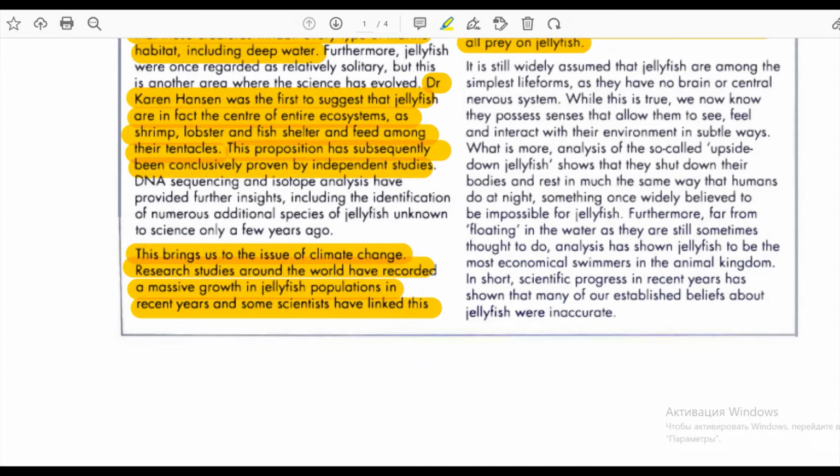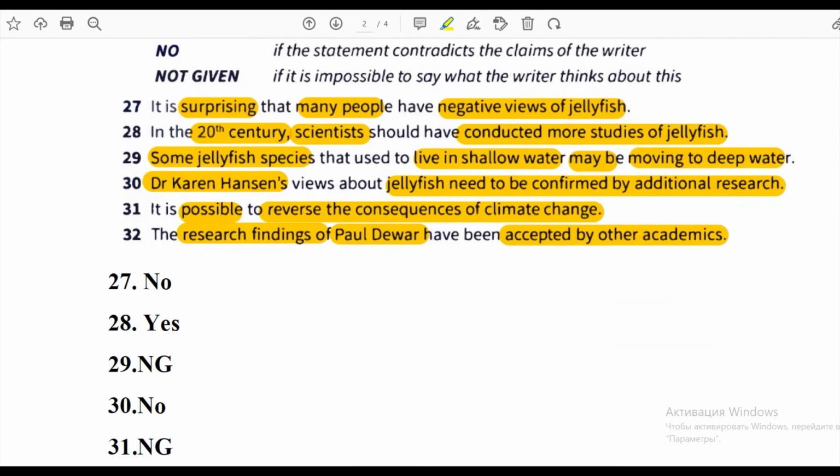So, this is not given. Why is that? Because the point the writer is making is that climate change may or may not be responsible for increasing jellyfish populations. More research is necessary to find out. The writer makes also no comment about whether the consequences of climate change can be reversed. So let's go further to our final statement.